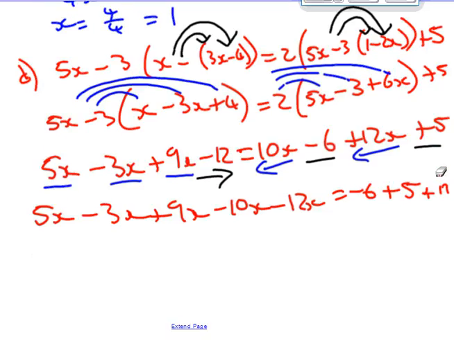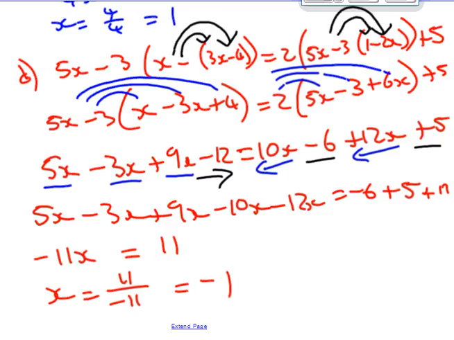If I've got 5 x's and I lose 3 of them, I've got 2. If I gain 9, I've got 11. If I lose 10, I have got 1. And if I lose 12, I have got negative 11. If I have minus 6 and I gain 5, I've got minus 1. Minus 1, gain 12, and I've got positive 11. X is equal to 11 over negative 11, which is plus over a minus is a minus, and 11 over 11 is 1. Minus 1.